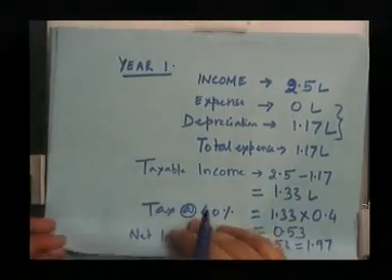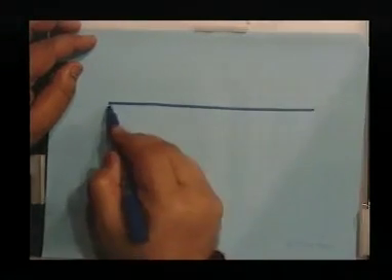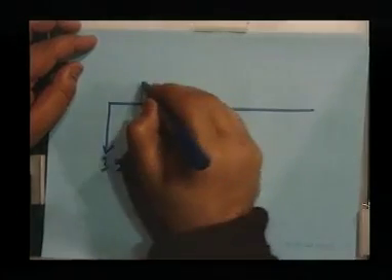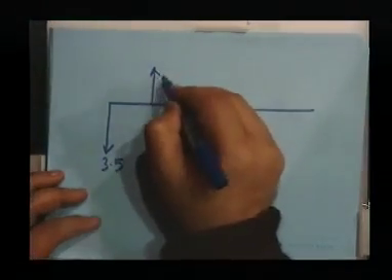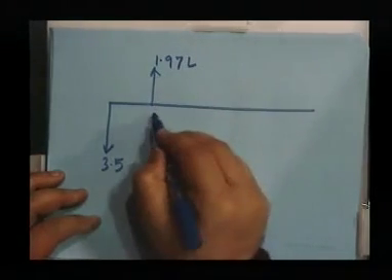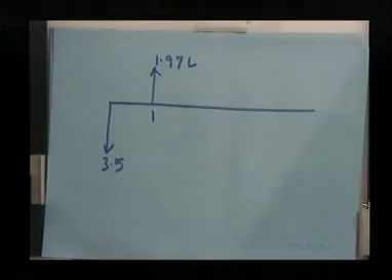So, your post tax cash flow diagram would be something like this. Here you have to pay 3.5 lakhs and you are getting different incomes at different points of time. Year 1 you have 1.97 lakhs. If you want to calculate other values, I will give you. Year 2 you will get 1.87.